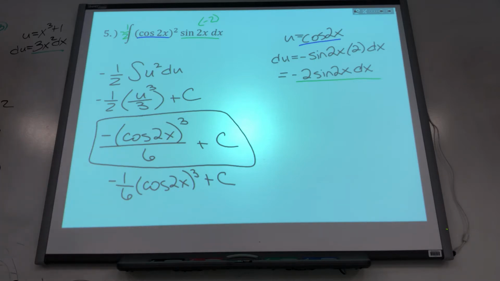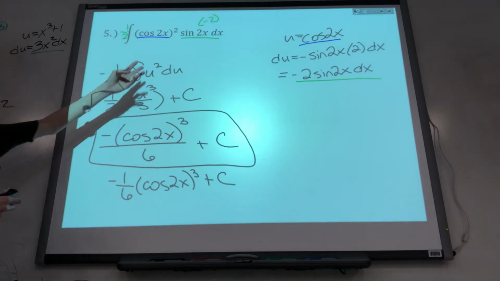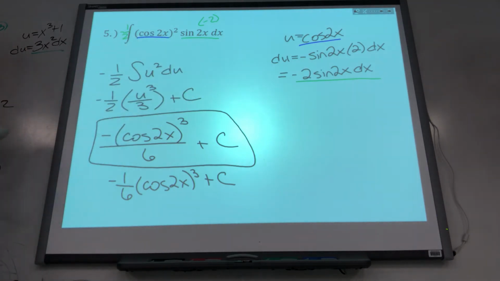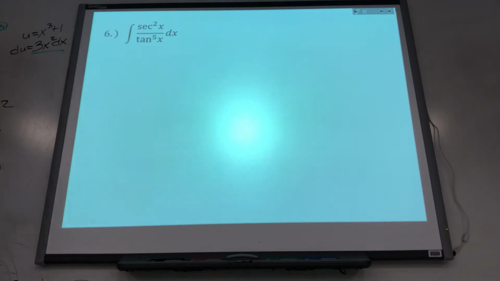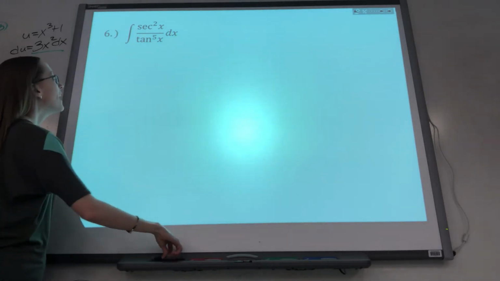All right. U is usually what's in parentheses or under a radical. So I kind of went back to that technique for number 5. Now, the very last problem here, and I like this one. I like to put some like these on tests and quizzes because it's a good one. Number 6, we are integrating secant squared of x divided by tangent to the 5th of x dx.